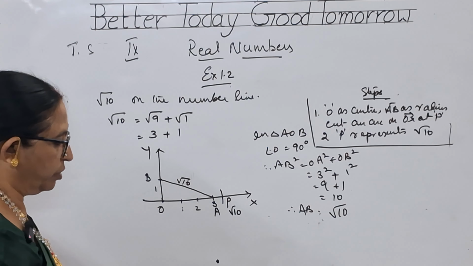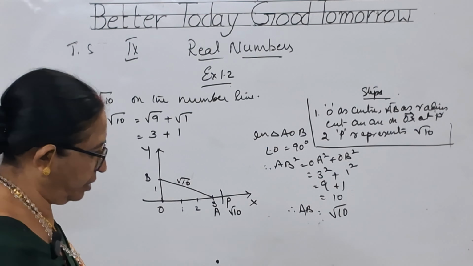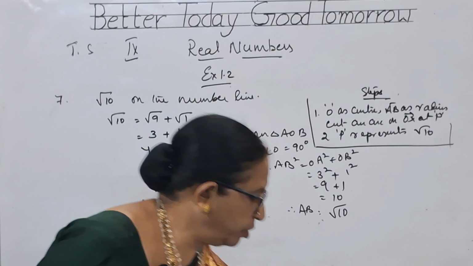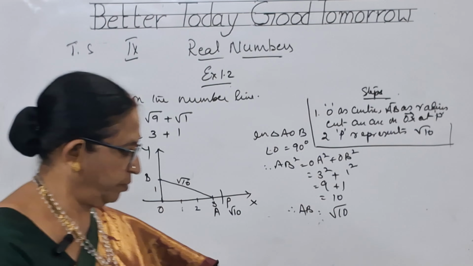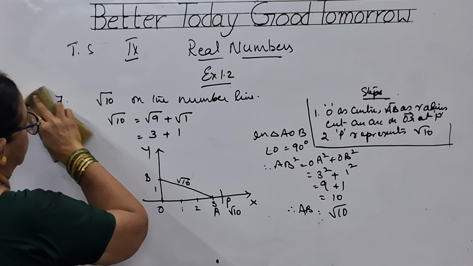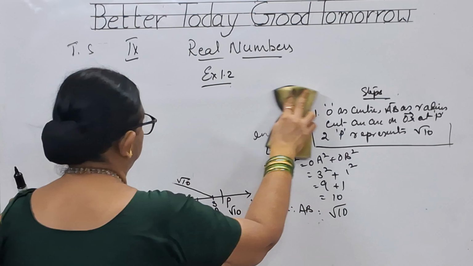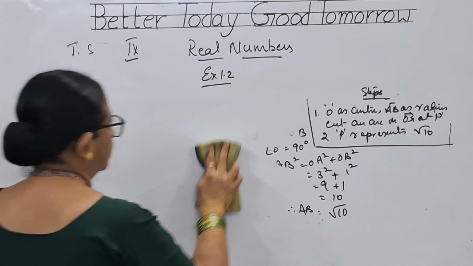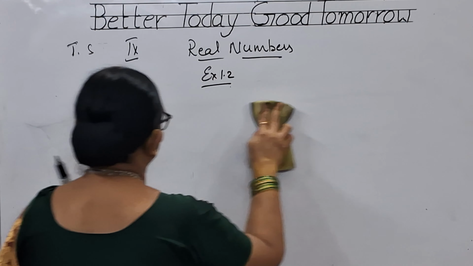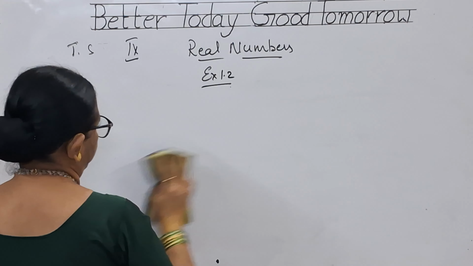This is how you can construct root 10 on the number line. So I hope you have followed this. Now, I will go to the 8th problem. What is this 8th problem given?